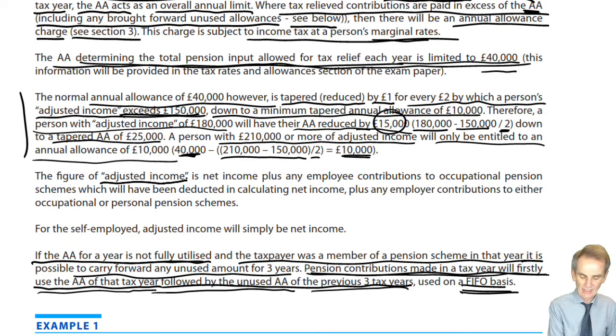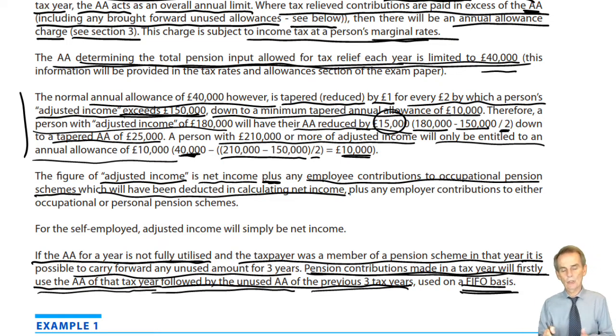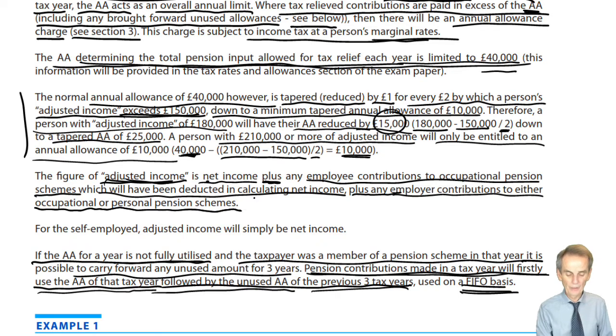What do we mean by adjusted income? It's obviously net income, which we're aware of, at least I hope we're aware of, off the income tax computation. If you can't recall that, go back to the pro forma in Chapter 2. Net income plus any employee contributions to an occupational pension scheme, which of course will already have been deducted in calculating net income. Employee contributions into an occupational scheme have served to reduce the figure of employment income included within the income tax computation. Now we add that back. Plus, we also add in, in deriving this adjusted income figure, any employer contributions to either occupational or personal pension schemes. Any employer contributions are also added in.